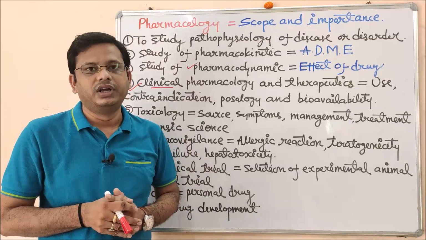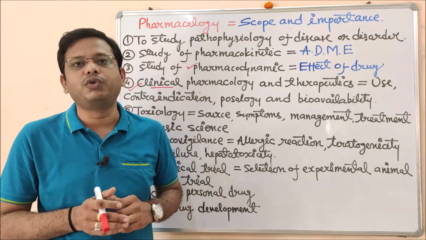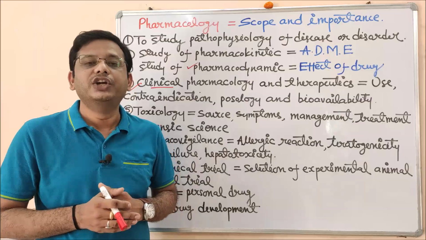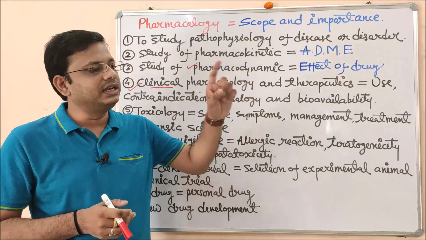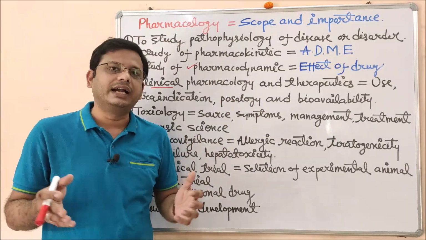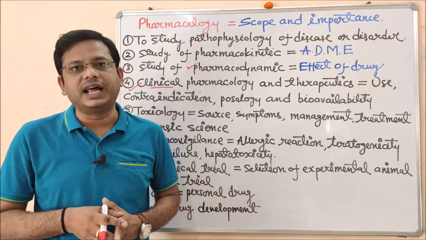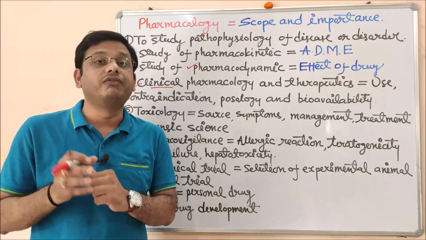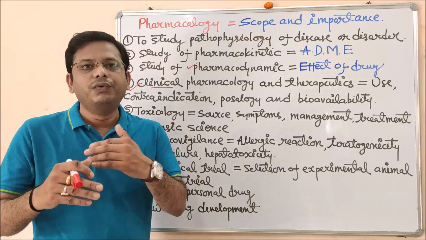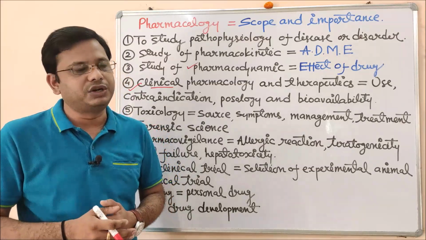So this is an example. If you are taking a non-selective beta blocker, then it may reduce your hypertension, but simultaneously if the patient is suffering from asthma, that may cause problems for that asthmatic patient. So this knowledge is very important. There are so many examples which we will see one by one, lecture by lecture.